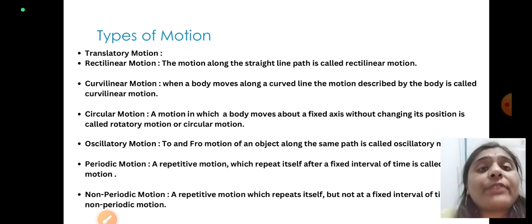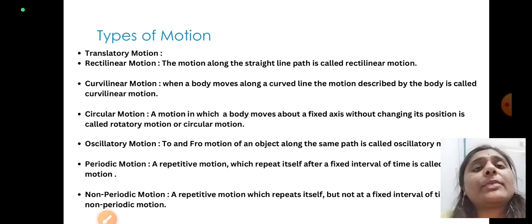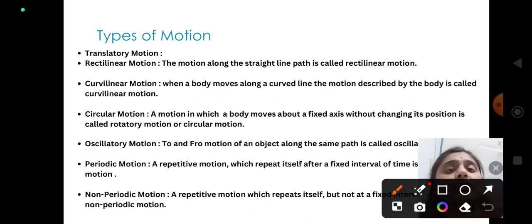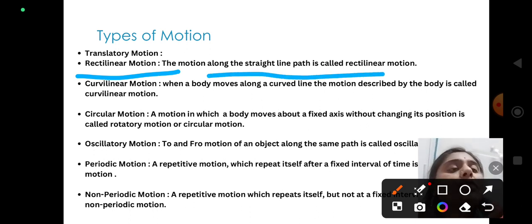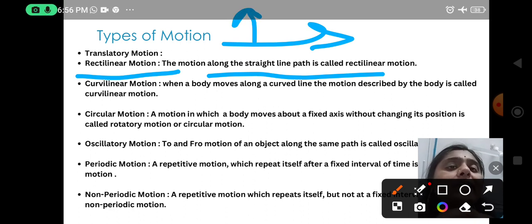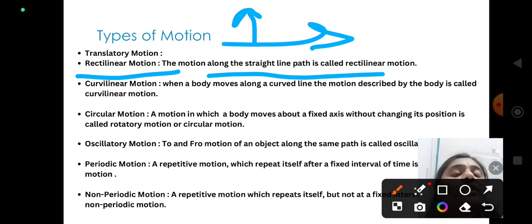Yes, there are different types of motion, in which we will particularly learn about translatory motion. First one is rectilinear motion. Rectilinear motion means what? Motion along a straight line path is called rectilinear motion. Either it will be horizontal or vertical, it doesn't matter at all, but rectilinear motion means the motion along the straight line path.